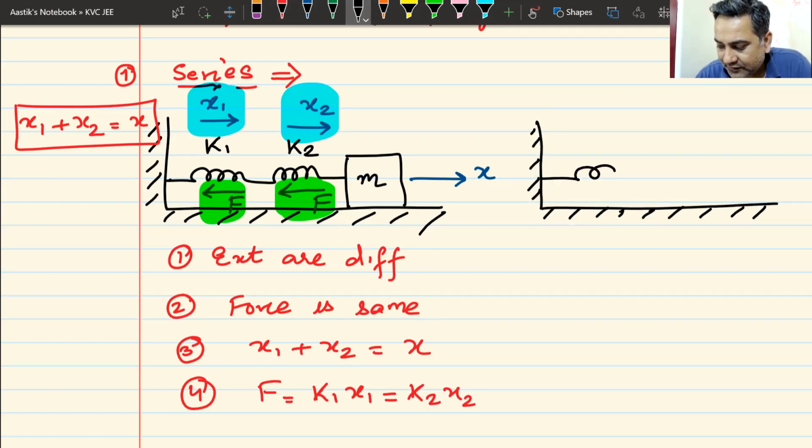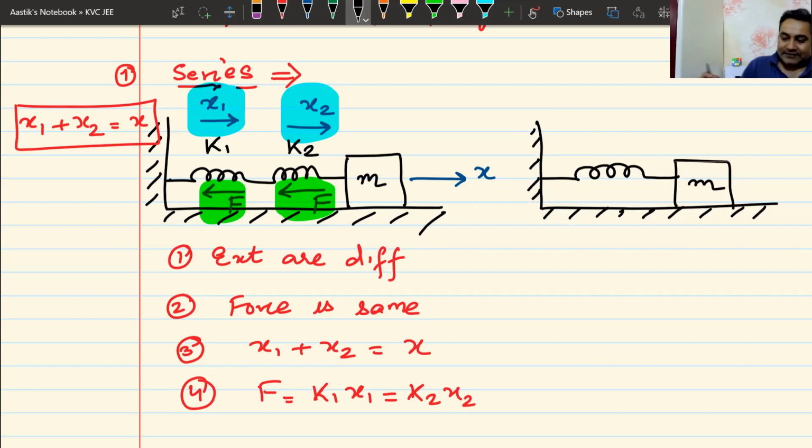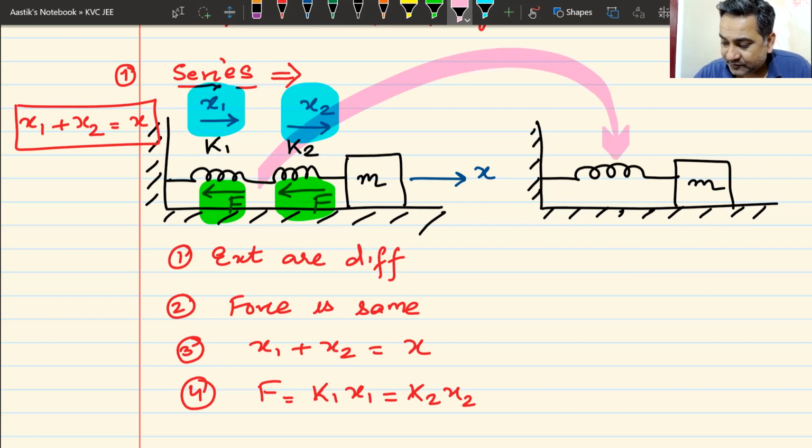If you had seen the series parallel combination of resistors, you could have easily understood this, but doesn't matter. I will try to make you understand. Since this is a series combination of springs, which is the same as series combination of resistors or capacitors or inductors, which will be coming in the next year, I can replace this combination of two springs by a single spring.